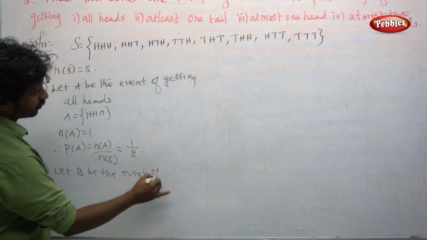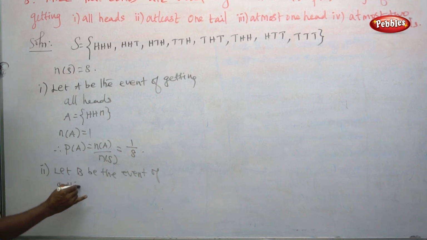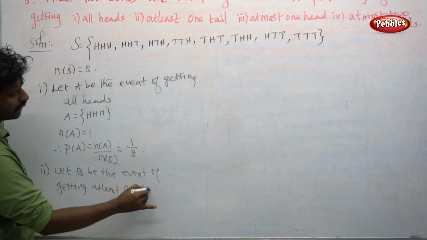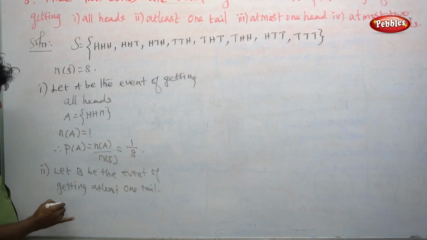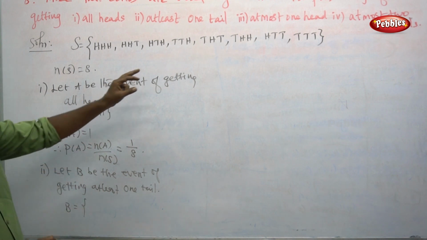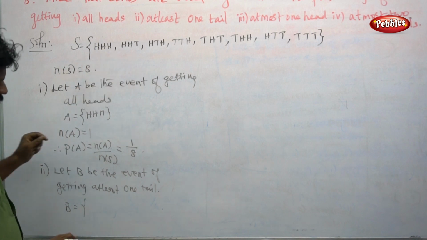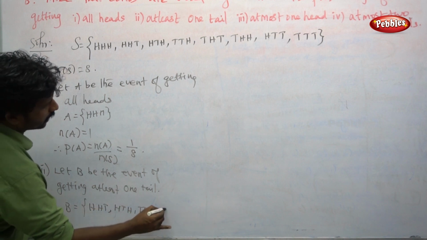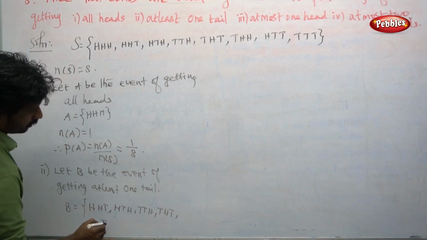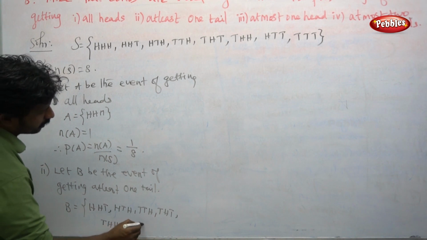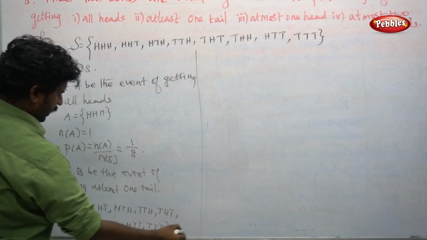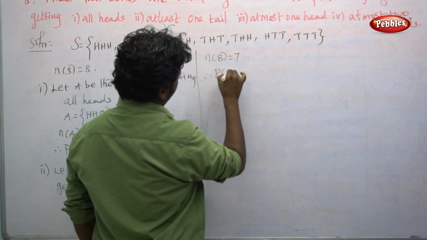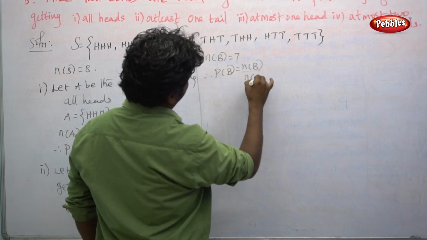Then the second point, let B be the event of getting, look at what is given, at least one tail. There should be at least one tail, and more than one tail is also allowed. So we write everything except all heads: head head tail, head tail head, tail head head, head tail tail, tail head tail, tail tail head, and tail tail tail. So the overall n of B is equal to 7. Therefore P of B is equal to n of B by n of S, which is 7 by 8.